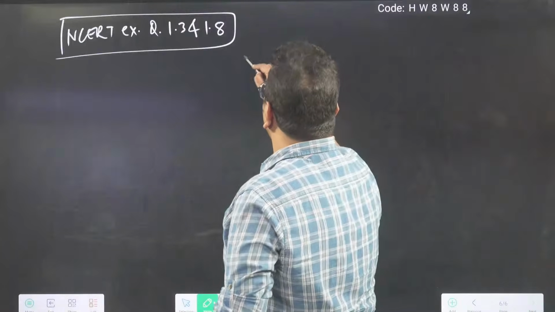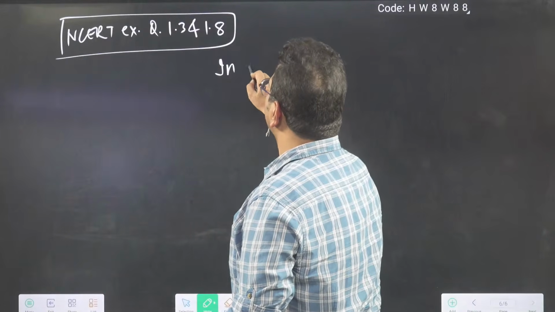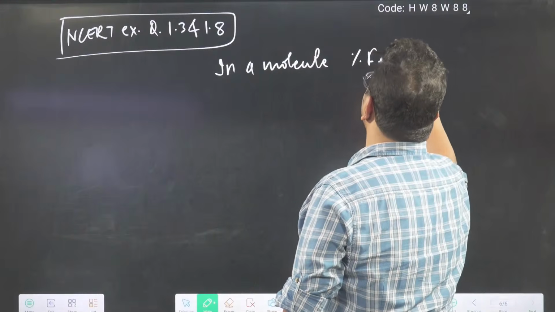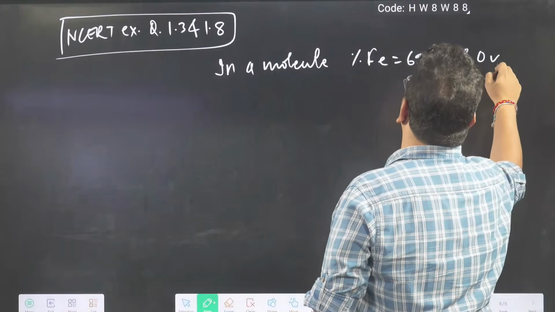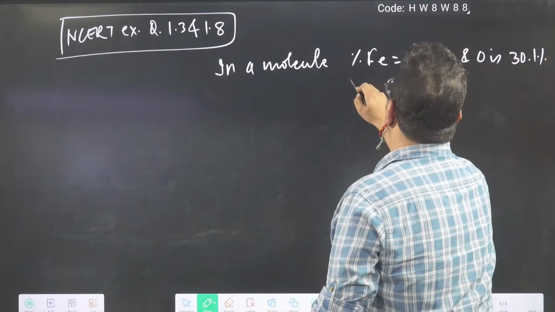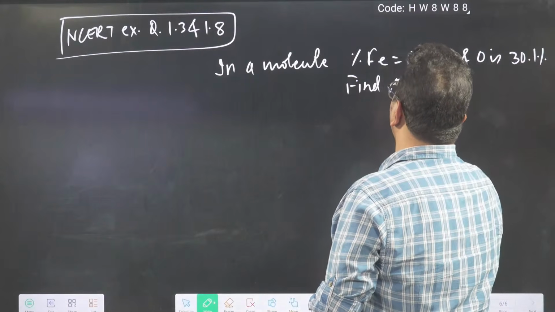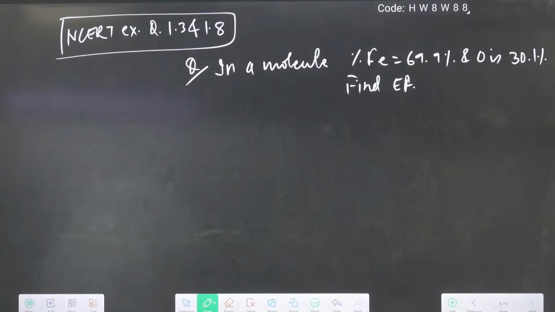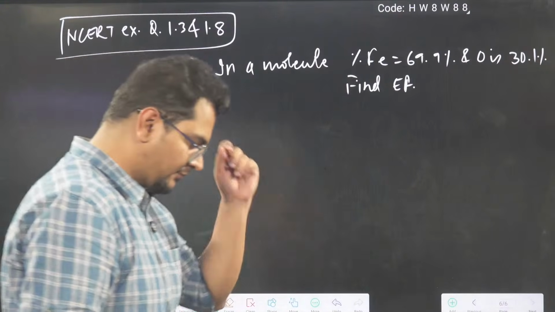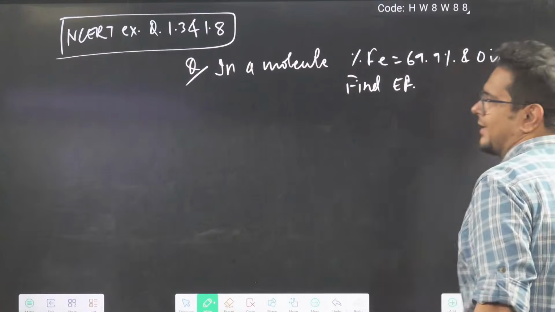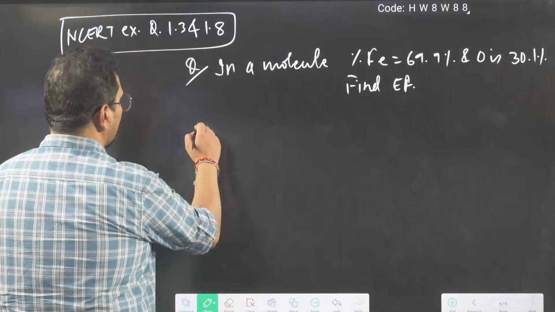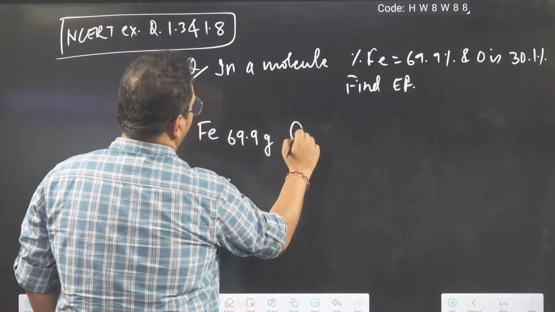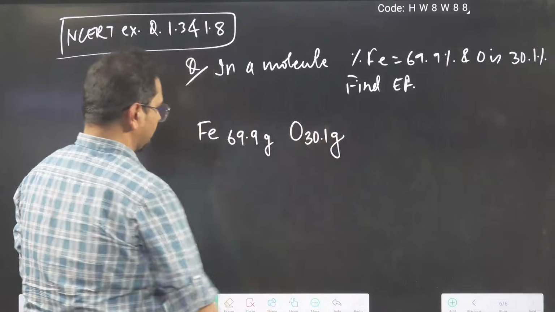NCERT is saying that in a molecule, the percentage of Fe is 69.9% and O is 30.1%. Find, let us say, the empirical formula. Ready? Try. Same exact model is there. Try fast. So Fe is 69.9 gram and O is 30.1 gram.